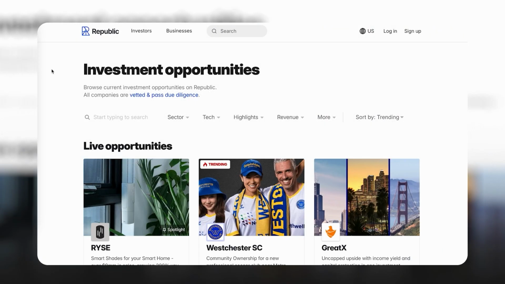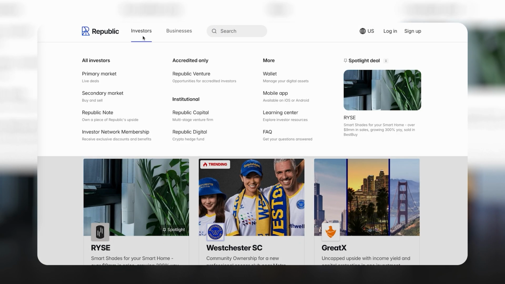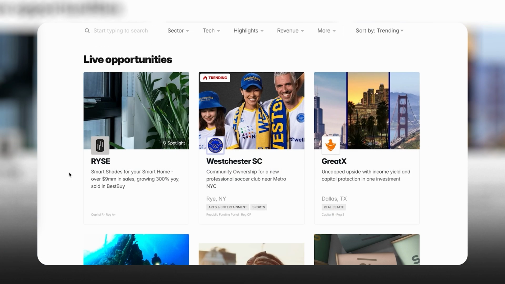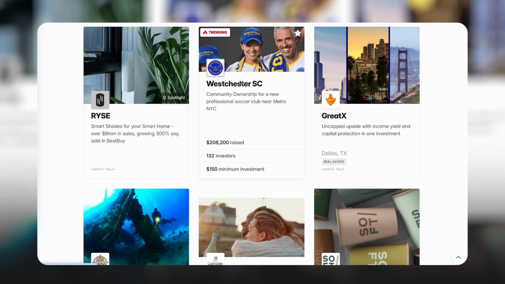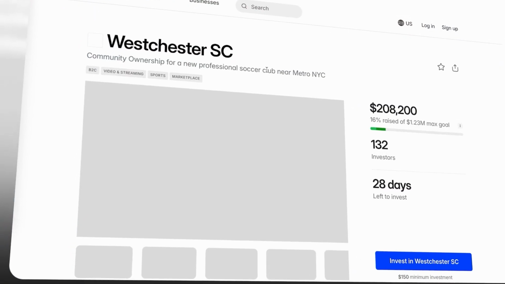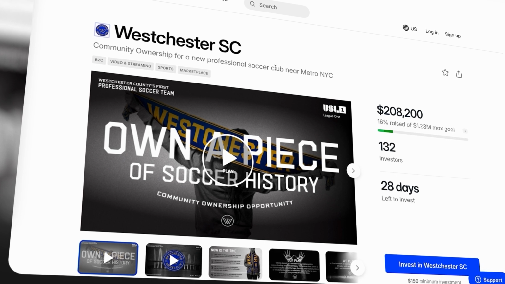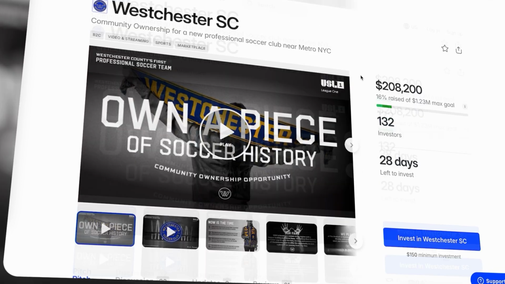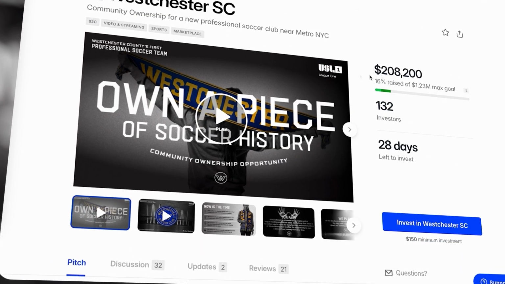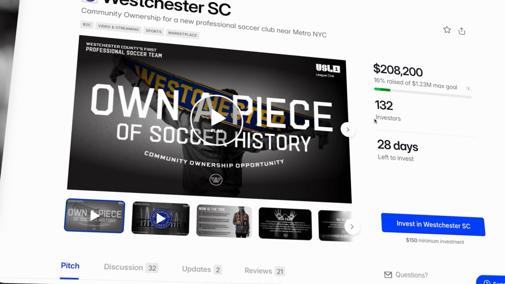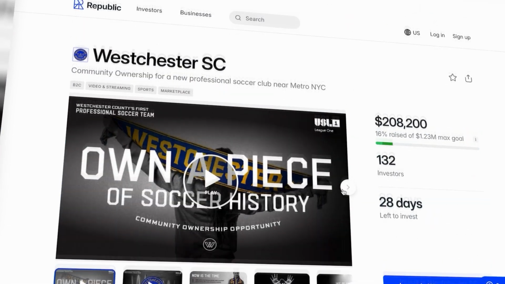So let's start here with the investment opportunities. When you come to Republic and you want to learn more about the companies that are right now raising money live, and this is for Reg CF and Reg A+ deals, you can come to the investment opportunities here. And for example, if you wanted to invest in a new community ownership for a soccer club near Metro New York City, you can do that. And you can see here how this company right now is raising money. They've already raised $208,000 from 132 investors, 28 days to go.